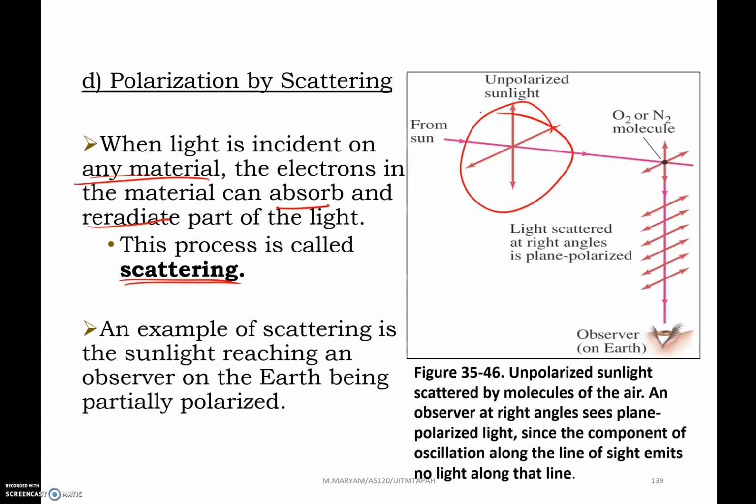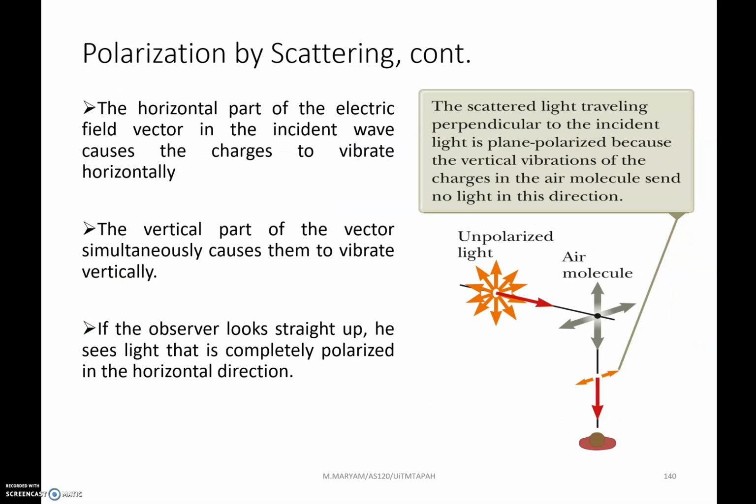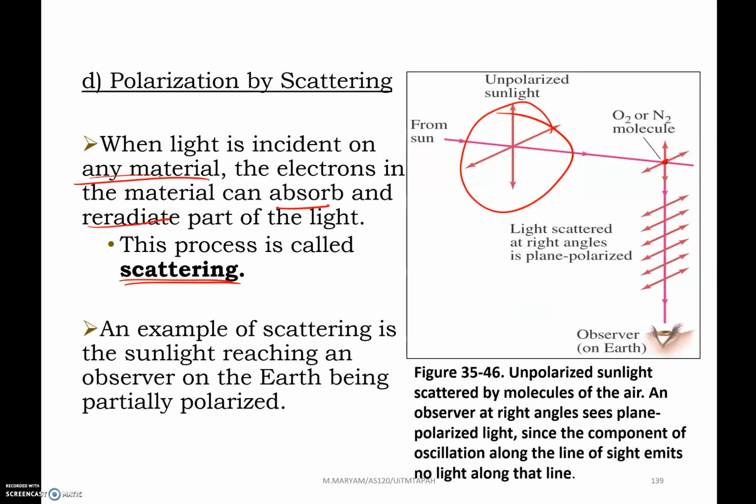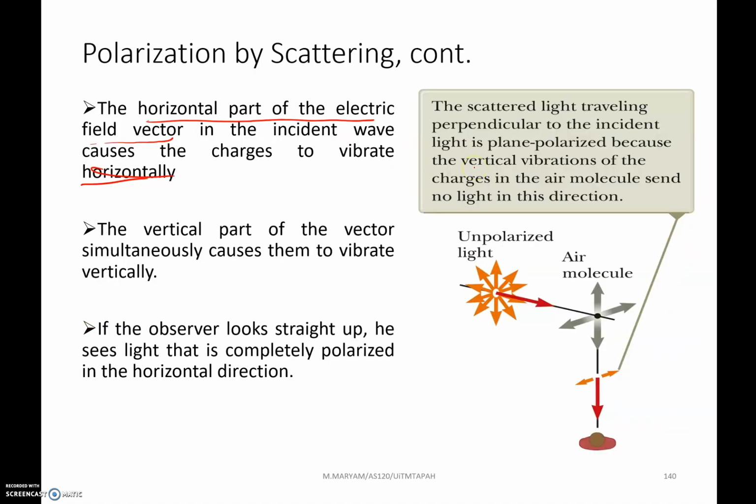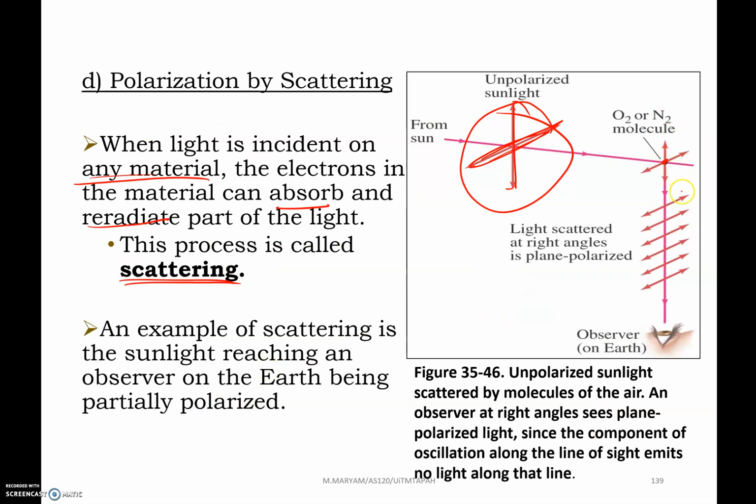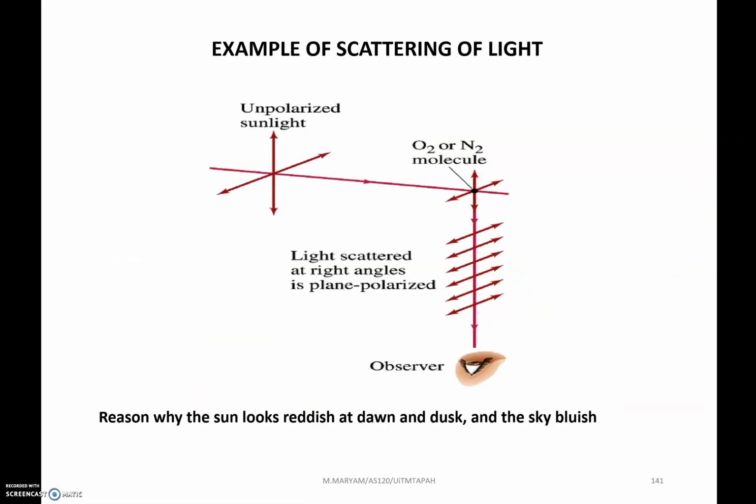From the sun, we have light in all directions, which we call unpolarized sunlight. Then the light will hit a particle or a molecule, let's say an O2 or an N2 molecule. What happens is that the horizontal part of the electric field vector causes the charge to vibrate horizontally. You see that it vibrates horizontally. The vertical part of the vector simultaneously causes them to vibrate vertically. So another one vibrates vertically. But the observer is looking straight up, so he will only see light that is completely polarized in the horizontal direction. Why? The O2 has blocked the vertical light, leaving only the horizontal light to the observer's eye. That's how you see the difference in color in the sky. So that's why the sun looks quite reddish at dawn or dusk, and the sky is a bit bluish.